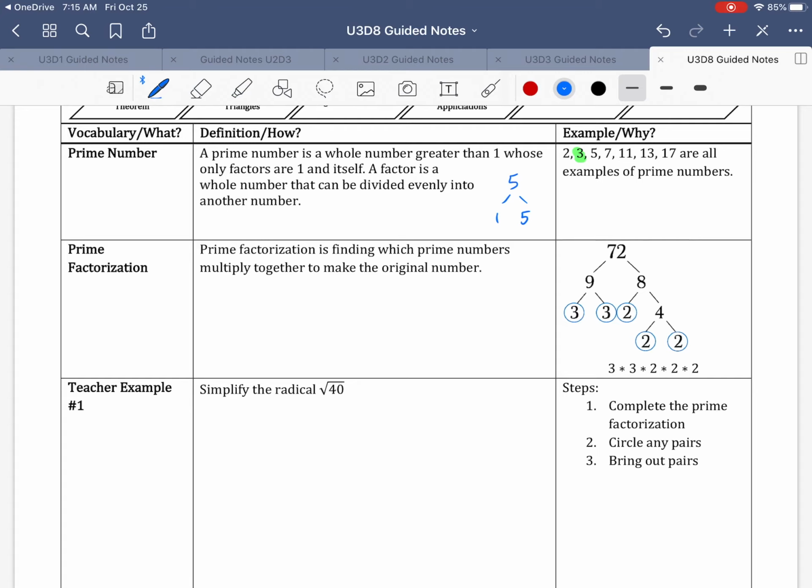So we circle those 3's, and then we go back to this 8. Now the 8 we need to also break up because it's not a prime number, and we get 2 times 4. 2 is a prime number, as you can see up here on our list. 4 is not, so we have to keep going. We break that into 2 and 2 as well. So we have 3 times 3 times 2 times 2 times 2, which is our prime factorization.